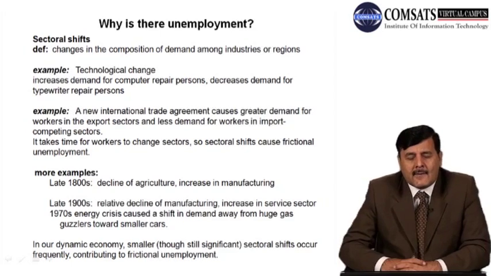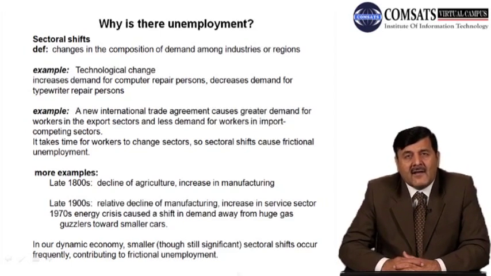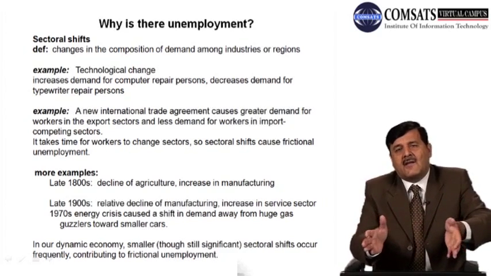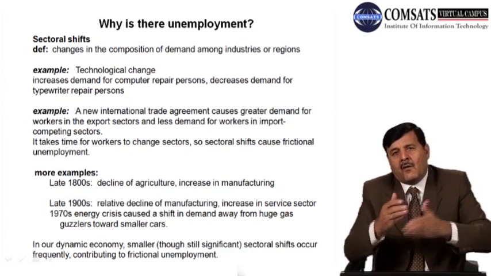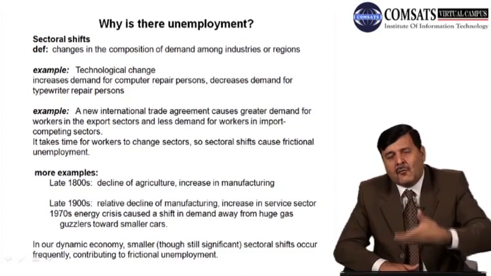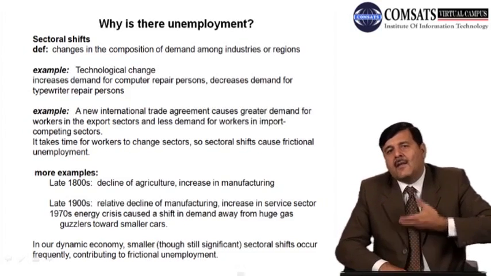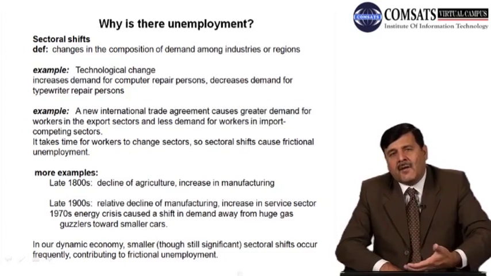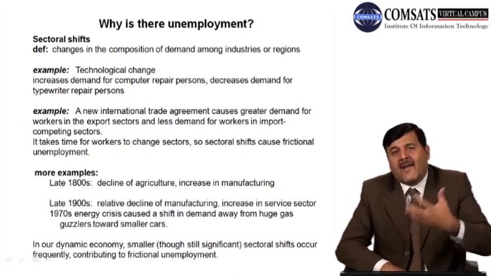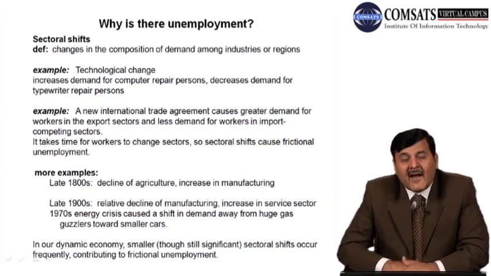In late 90s ki baat jab hum karte hain, to relative decline of manufacturing sector, increase in service sector. So there was a shift between the manufacturing and the service sector in the late 90s, and specifically the work was moving from manufacturing to service sector. So when they were moving between these two sectors, it takes time to find jobs in the service sectors, and they remain unemployed for a certain time period, and this is again a sectoral shift, and such type of unemployment is known as the frictional unemployment.